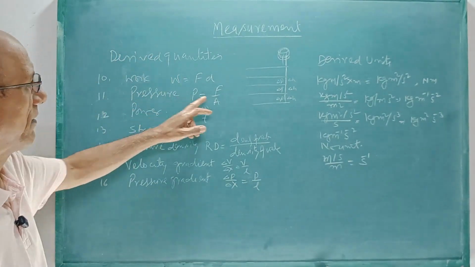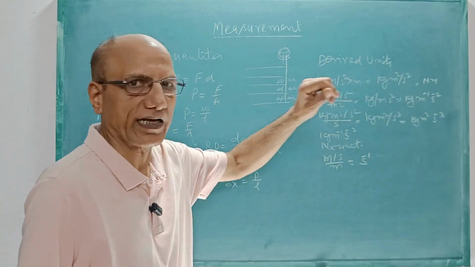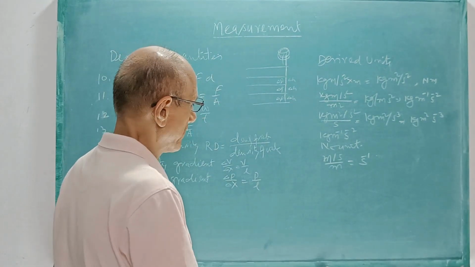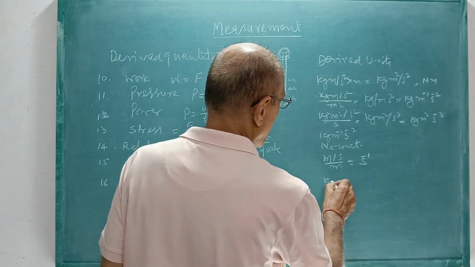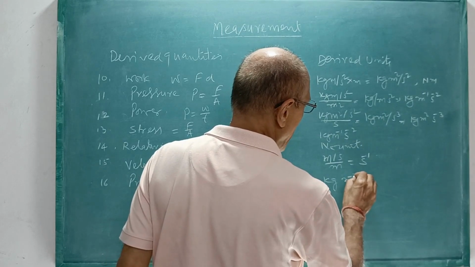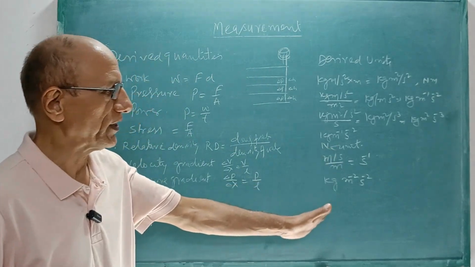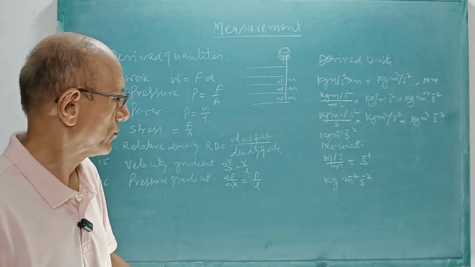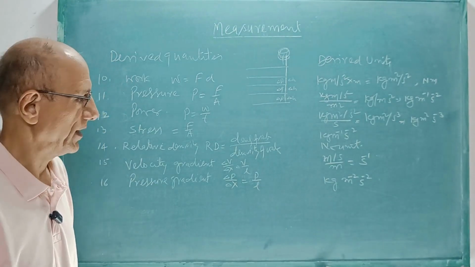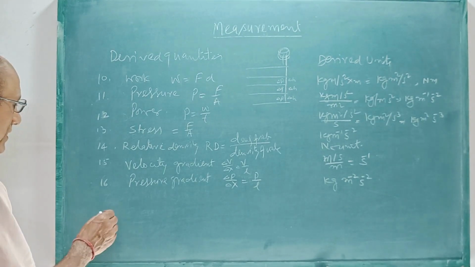So pressure you have is kg per meter per second square. That means it will be kg per meter, that means it will be minus 1 and second minus 2. So kg per meter square per second square. So this will be the unit of the pressure gradient.